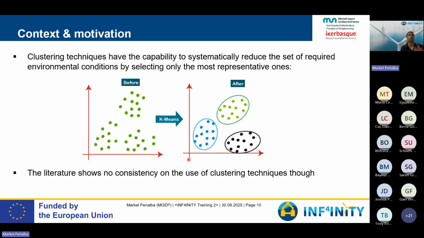But again, even if clustering techniques have been suggested for different approaches and different applications in the last decades or years, the literature shows no consistency on the use of these clustering techniques, and especially on the number of clusters, so that we can somehow define, as the IEA document, 100 or 1,000 or 5,000 or 10,000 different clusters. So this is what we are looking at today, and we've been looking at the last few months within the INF⁴INiTY project.